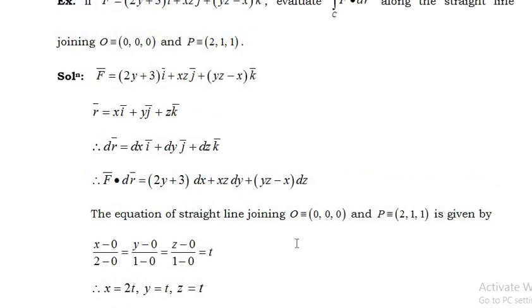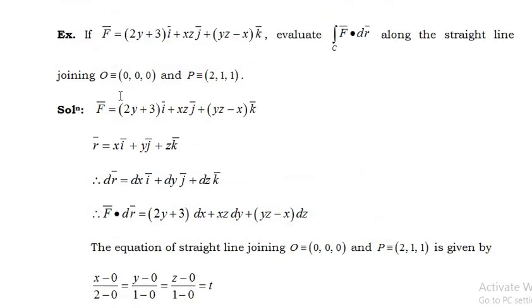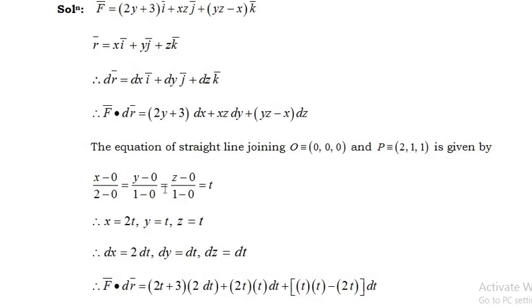Now, the route is from point O to point P and that is a straight line. Let us have an equation of the straight line from O to P, which is (x minus 0) upon (2 minus 0) is equal to (y minus 0) upon (1 minus 0) is equal to (z minus 0) upon (1 minus 0) is equal to some parameter t.